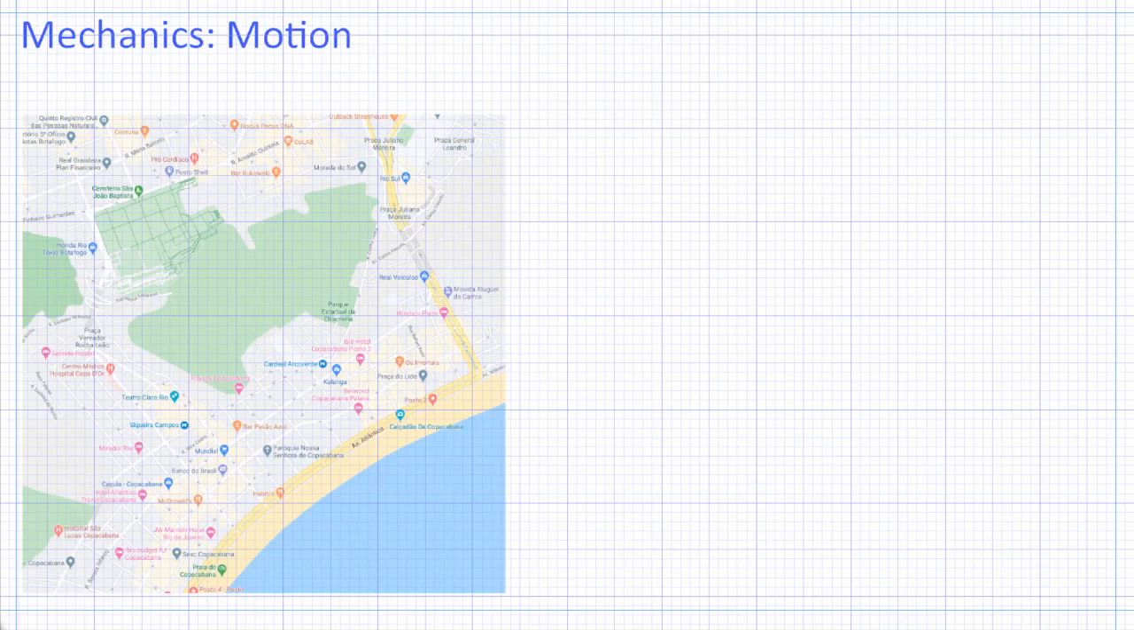Alright, so let's recap a few of the mechanics concepts and let's begin with motion. So if you notice, I've got a map here, right? And that's a map of Copacabana. Some of you might recognize it, right? And let's say that we're here at this shopping mall, which is Rio Sul, and we want to get to the Siqueira Campus subway station.